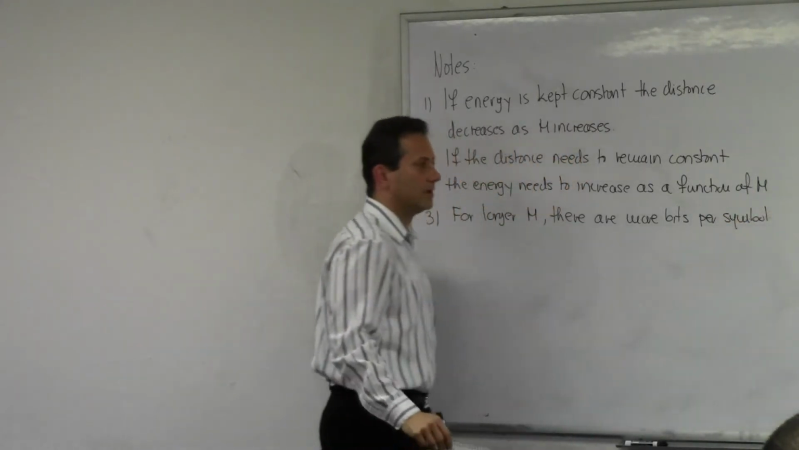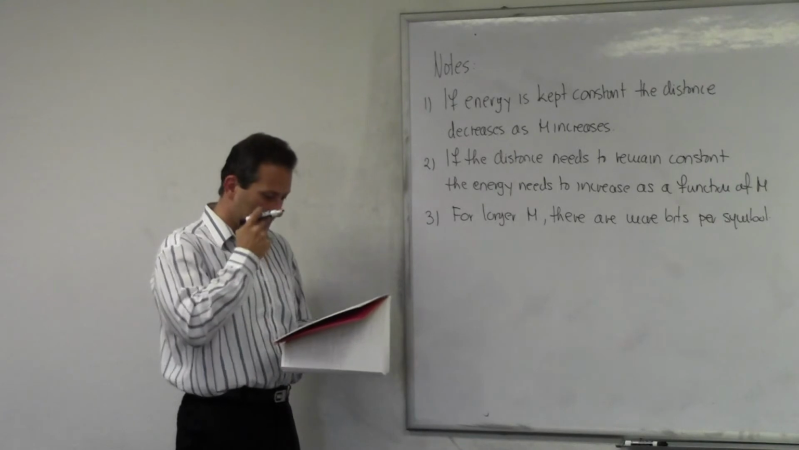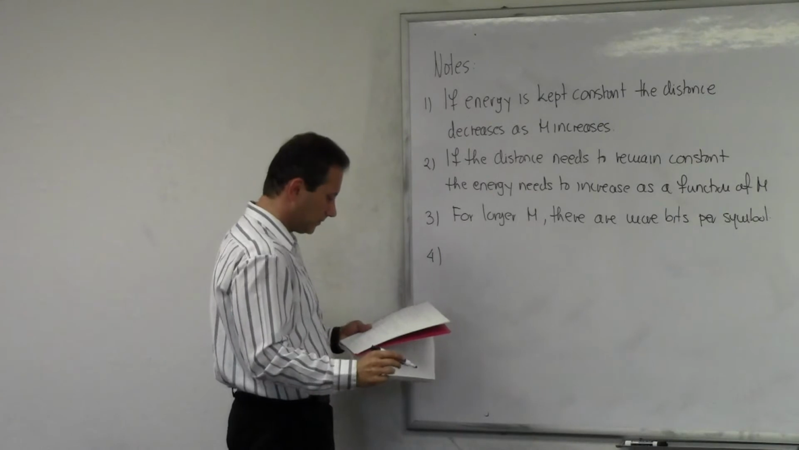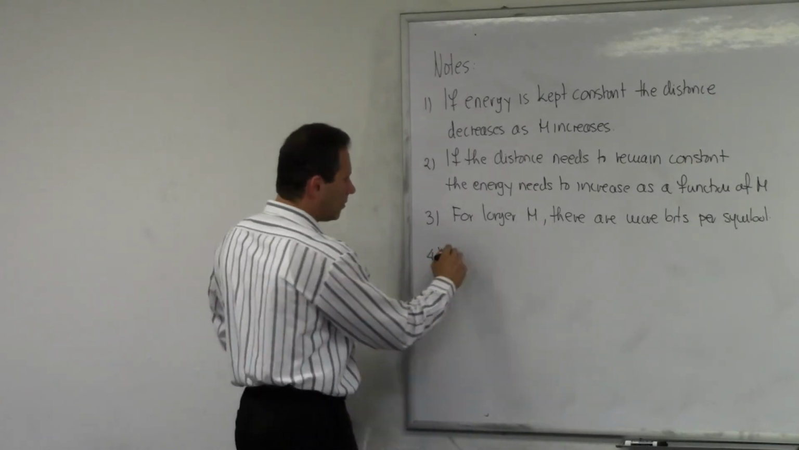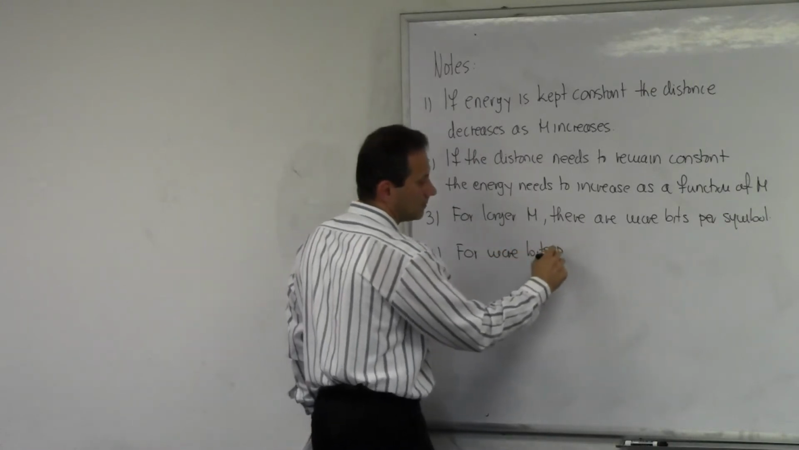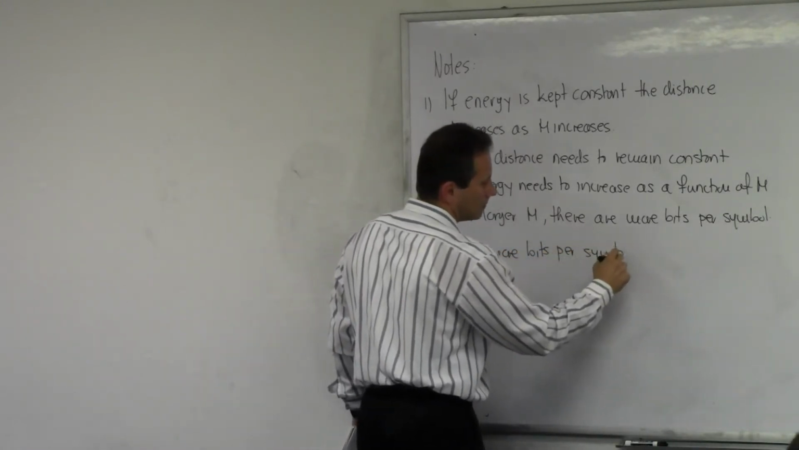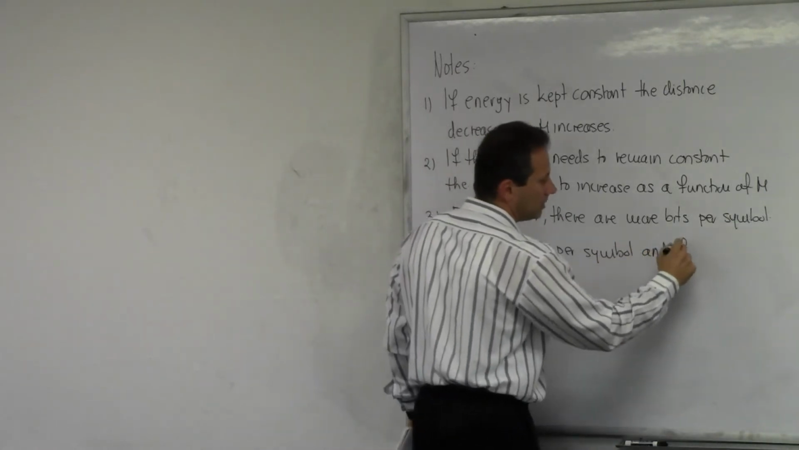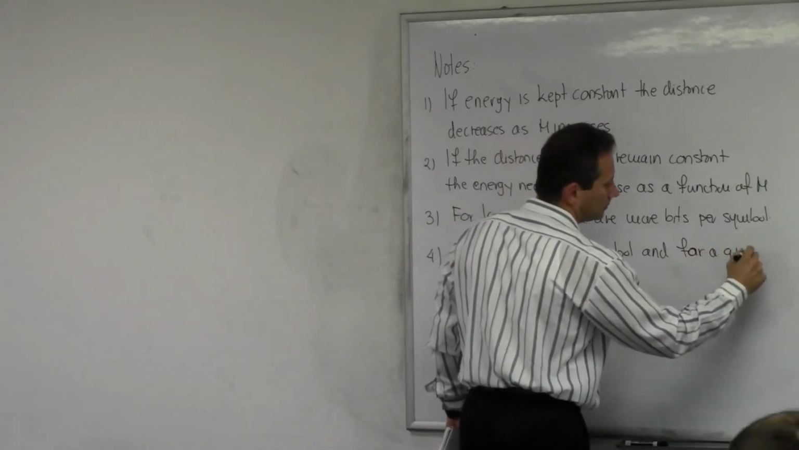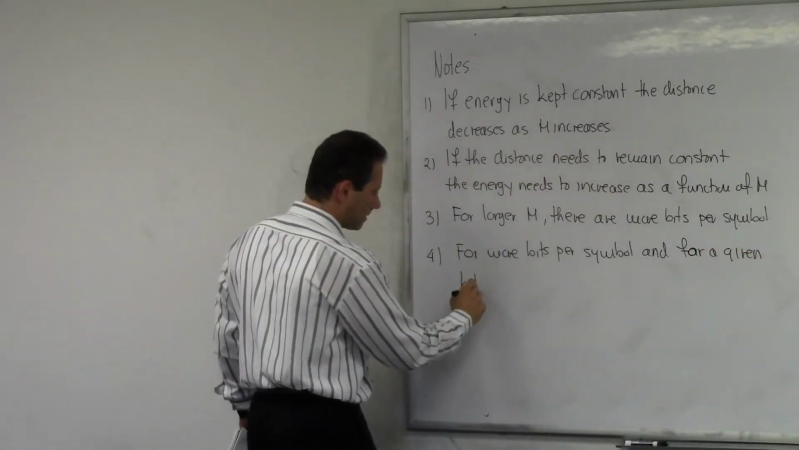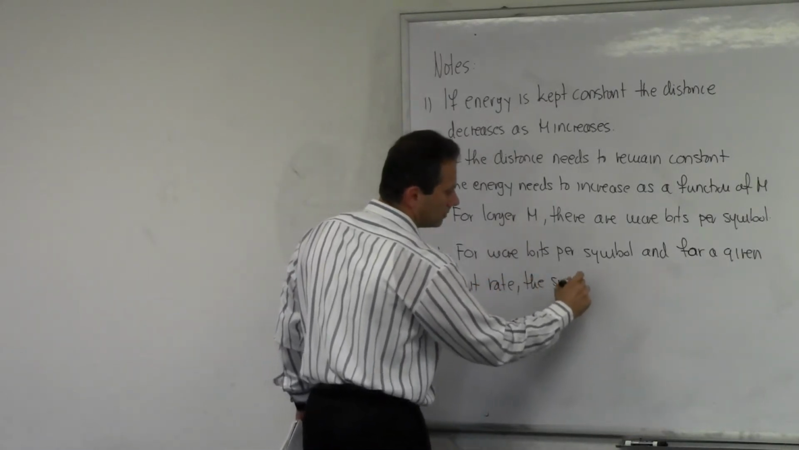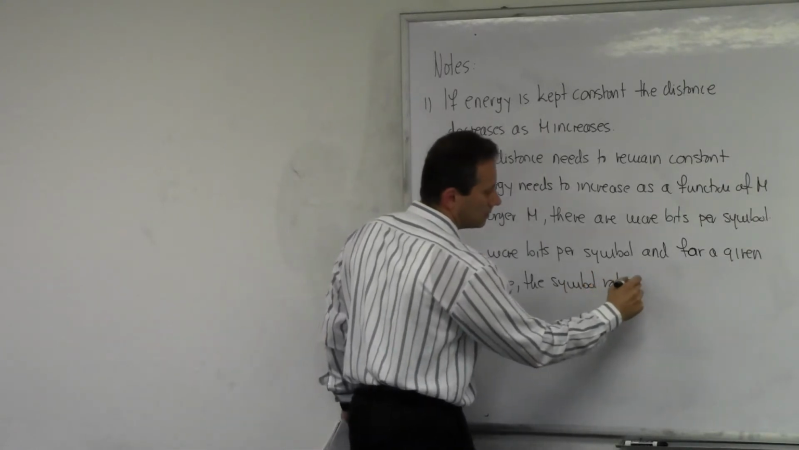That's just an obvious observation, right? That we're packing more bits. The fourth observation that we make is for more bits per symbol, and for a given bit rate, the symbol rate decreases.